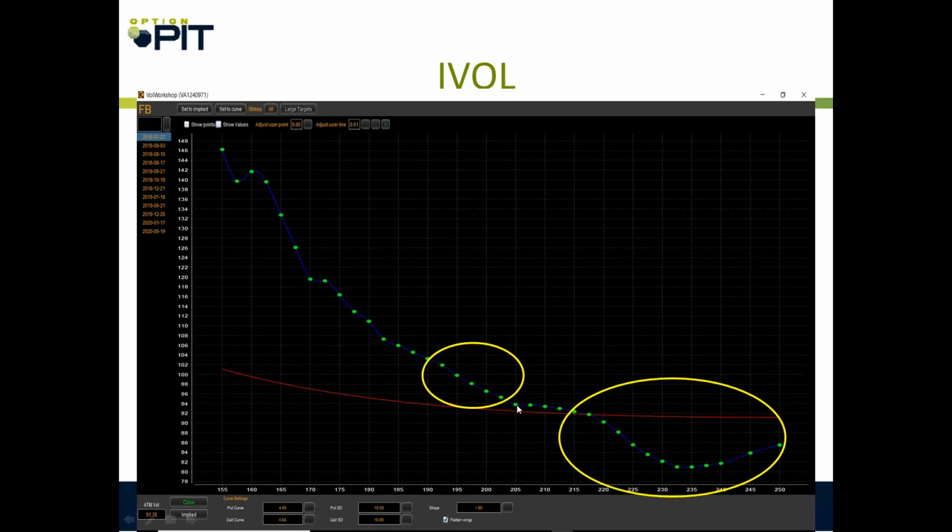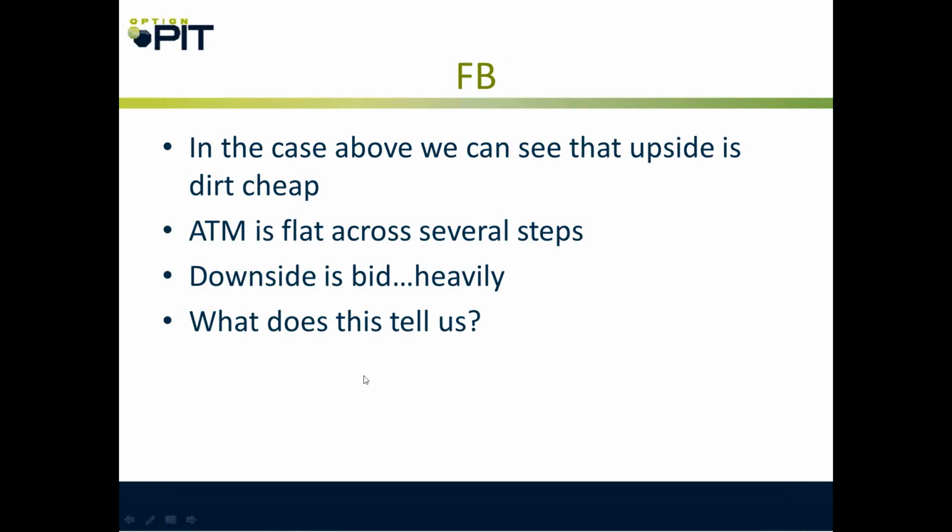I would have actually set it up the opposite way. I would have bought the 205s, sold, and I'll tell you what I would have done here, actually. This is a really good view. So now, let's talk about how I might set things up. In the case above, we can see that upside is dirt cheap, at the money is flat across several steps, and downside is bid heavily. Huge.